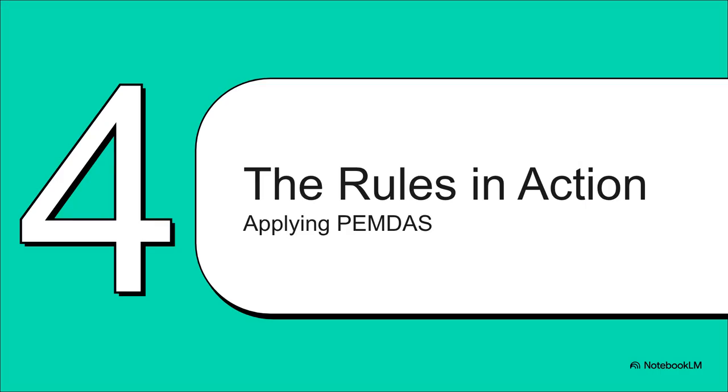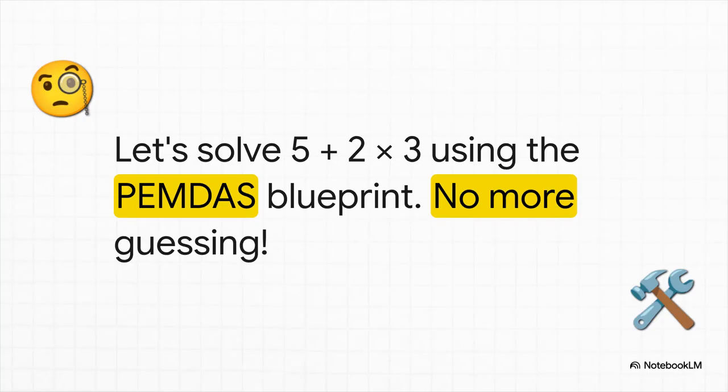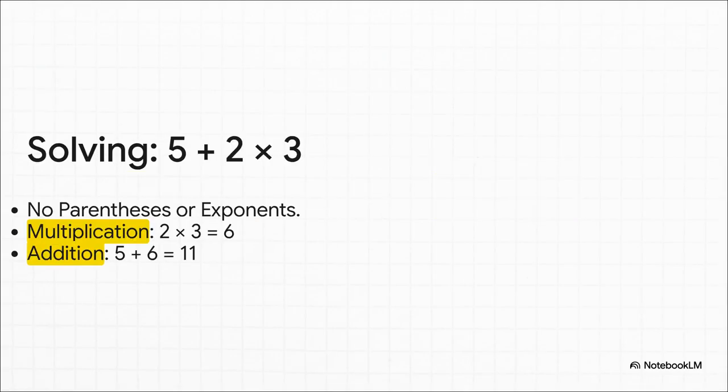All right, theory's one thing, but let's actually put this blueprint to work. We're going to use PEMDAS and finally bring some order to the chaos. Let's go all the way back to our original problem, the one that caused all the trouble. Now that we have our PEMDAS toolkit, we can tackle this thing with confidence. Okay, using PEMDAS, we scan for parentheses. Nope. Any exponents? Nope. But we do see multiplication. That gets priority over addition, so we do that first.